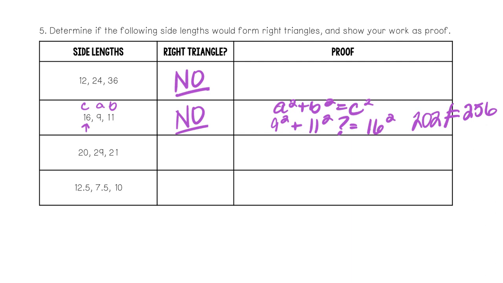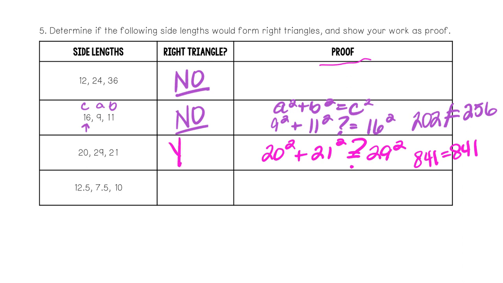So far, most of them are no's. Let's see if we get some yeses here. I'm going to do the same thing with this next one. I'm going to grab the two legs, which would be 20 and 21, and I want to know if it is equal to 29 squared. I ended up with 841 equals 841. So finally, another yes.